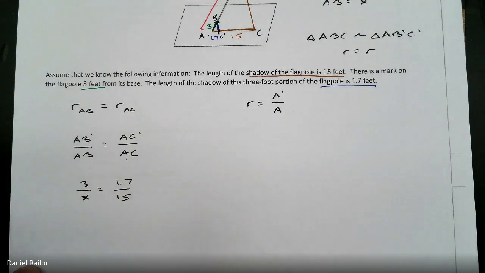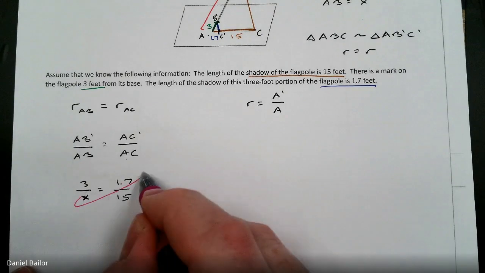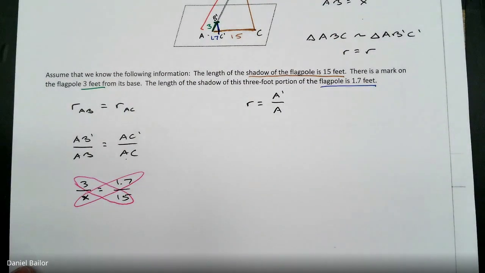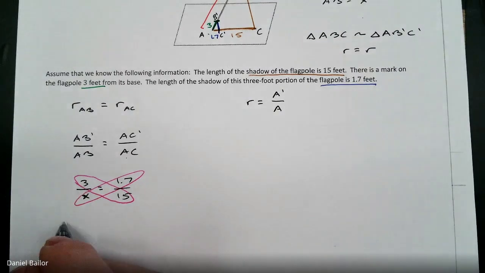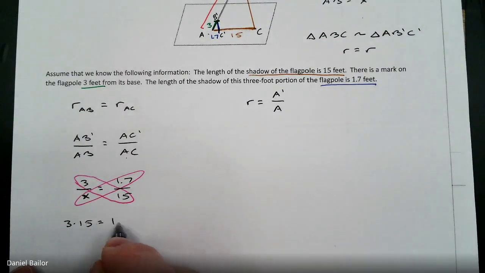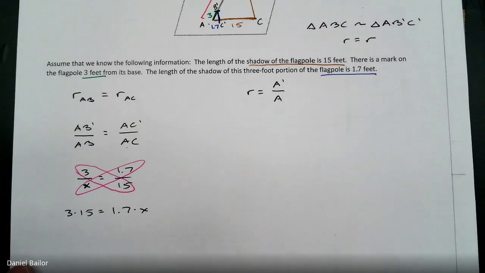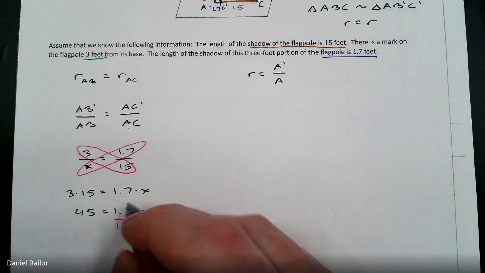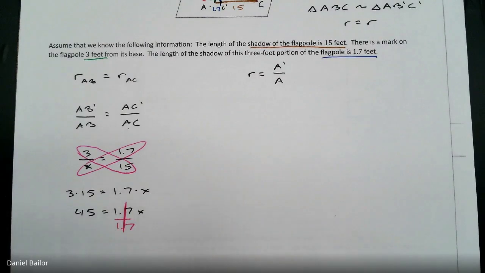What is the flagpole? So how do we solve this? Remember from lesson 11, we cross multiply. Just like you did in your 6th grade math when we're solving ratios, we cross multiply. So we do 3 times 15 equals 1.7 times X. 3 times 15 is 45. So we get 1.7x equals 45. I want the x all by itself, so what I do is I divide by 1.7, because 1.7 divided by 1.7 is just 1, and 1 times x is just x.